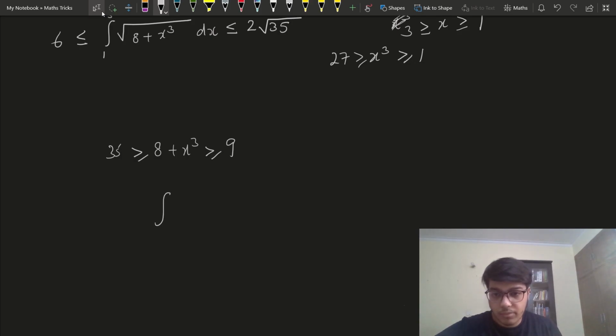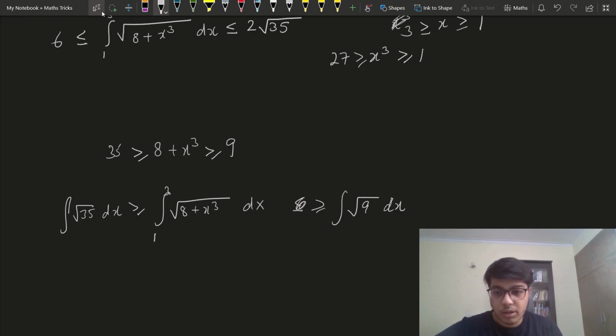So we can see that the integral of root of 8 plus x cube dx would be greater than the integral of root 9 dx and less than the integral of root 35 dx, all from 1 to 3. So we can evaluate this. You can see that this is 3, and this will come out. So this will become 3 into the integral of dx from 1 to 3. This is 6. This is root 35 बाहर ले and the integral from 1 to 3 of dx, which is 2. QED.